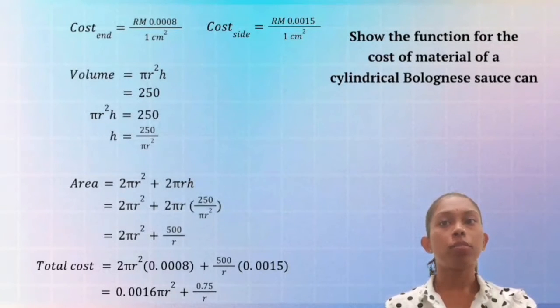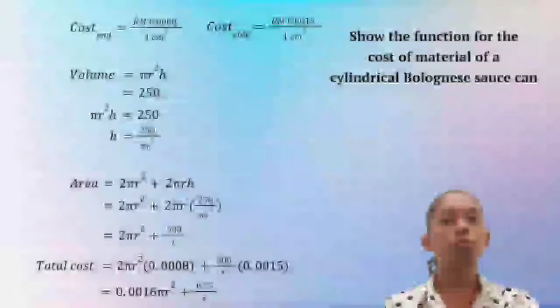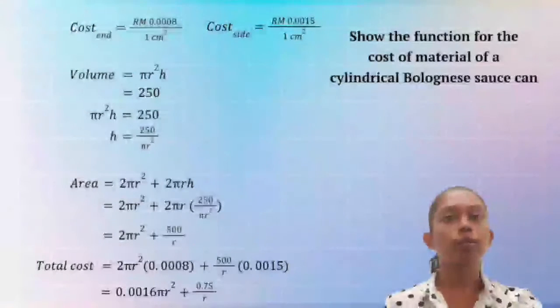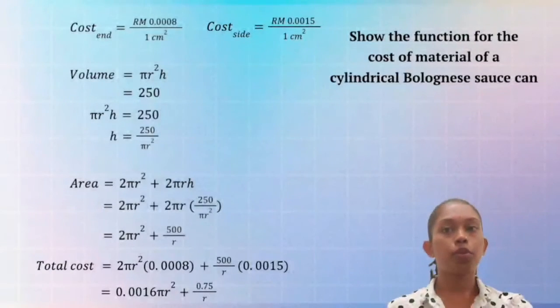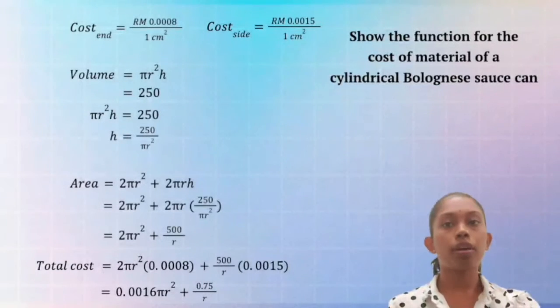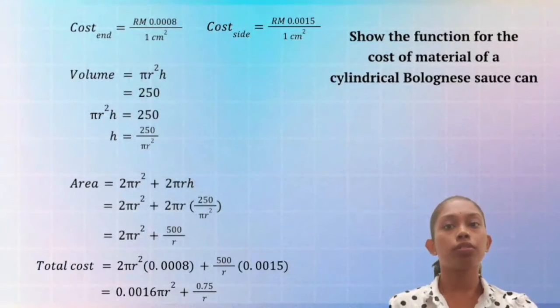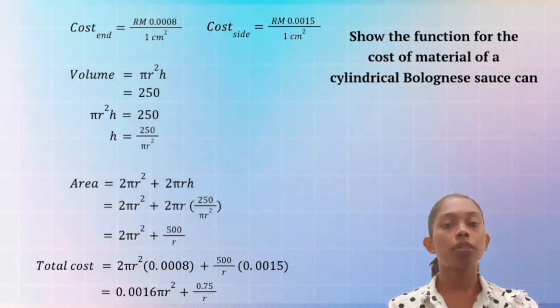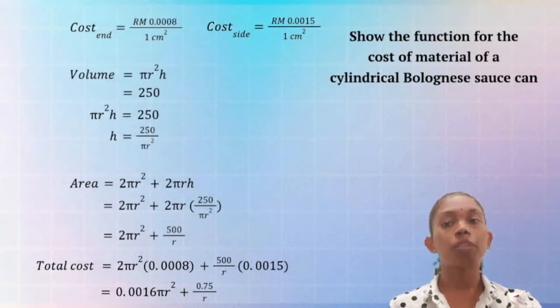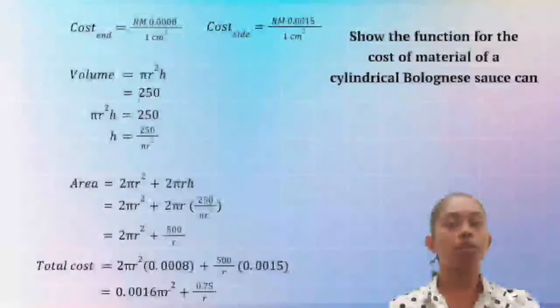Cost of ends equals Rm 0.0008 over cm square. Cost of side equals Rm 0.0015 over cm square. Volume equals pi r square h equals 250, and h equals 250 over pi r square. Area equals 2 pi r square plus 2 pi r h, equals 2 pi r square plus 2 pi r in bracket 250 over pi r square, equals 2 pi r square plus 500 over r.